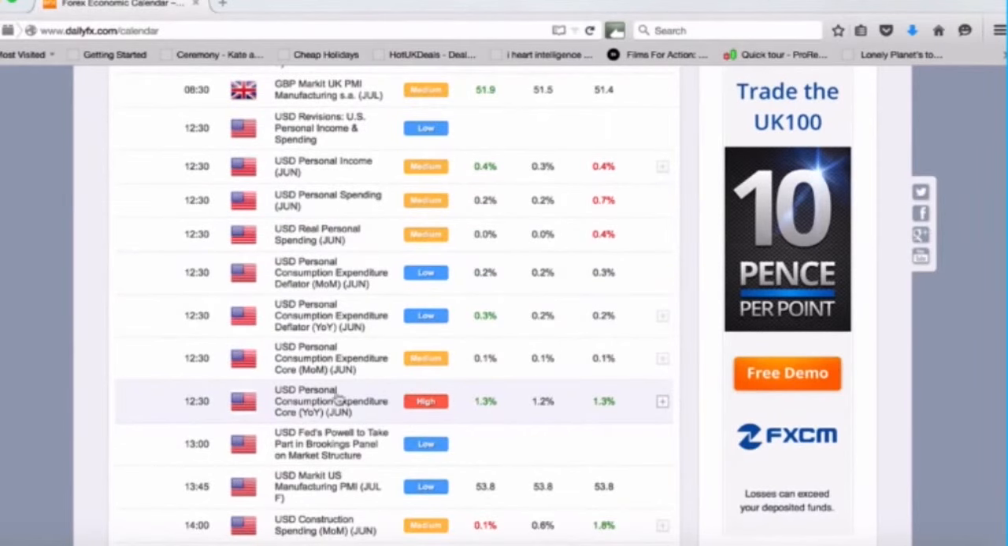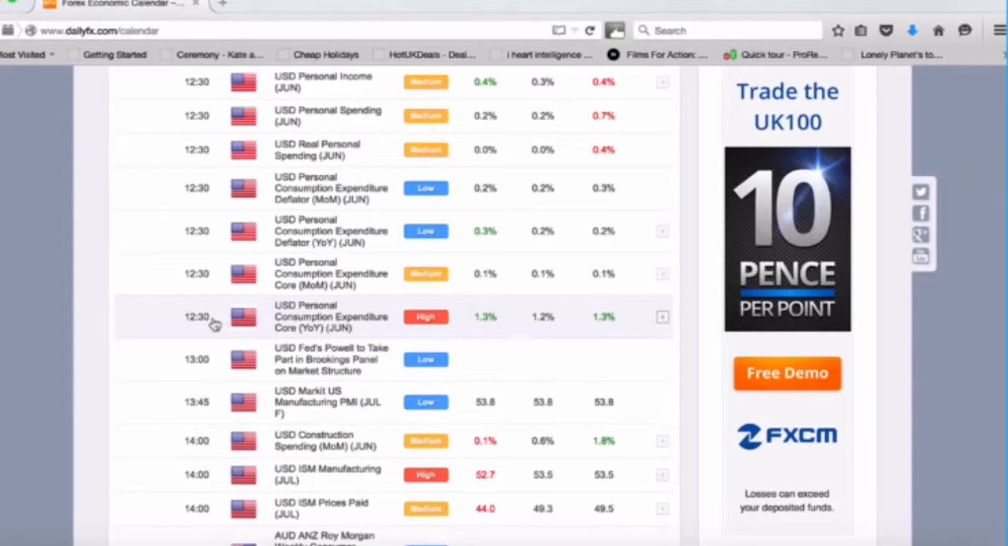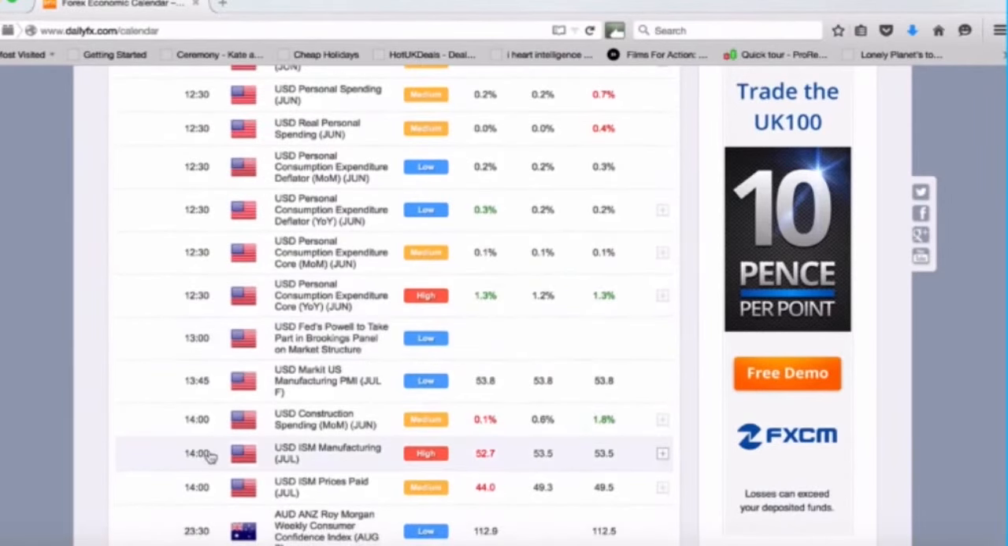This is on Monday the 3rd of August. All I'm doing is noting it. I don't even note it down anywhere. I just note it in my mind, so I can be aware if I'm in a position. I may tighten my stop as it approaches 12:30. I may tighten my stop as it approaches 2. I may close the position if I'm already in profit and it's a news event that is highly likely to alter the market.